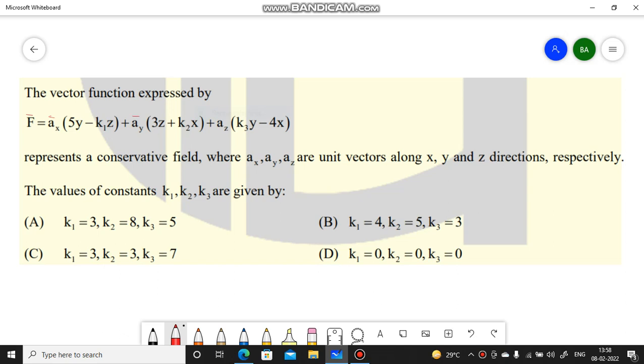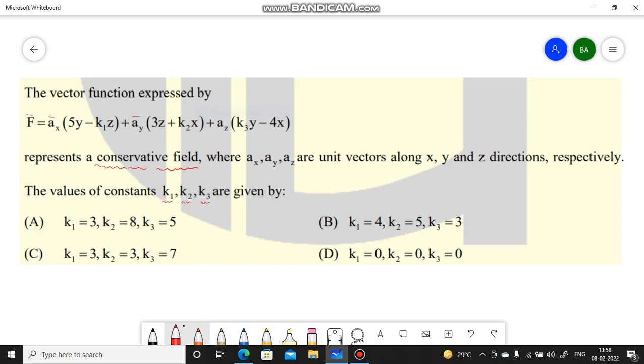If this vector represents a conservative field, where ax, ay, az are the unit vectors along the x, y, and z axes, we are asked to calculate the values of the constants k1, k2, k3.